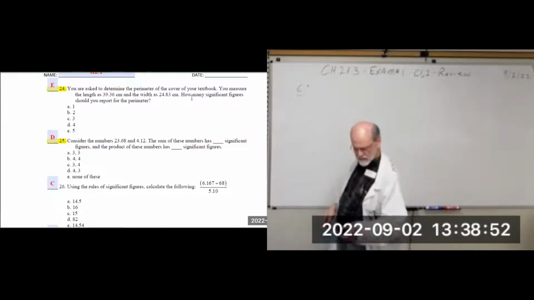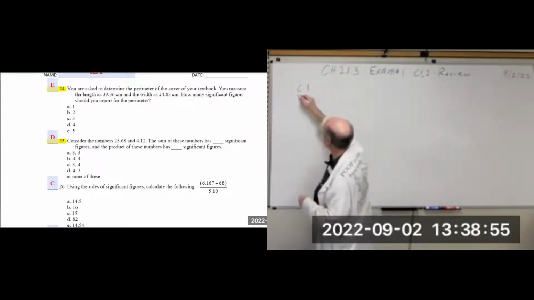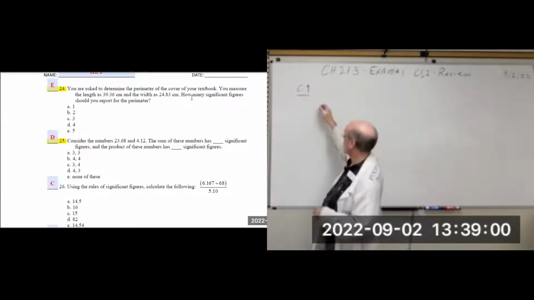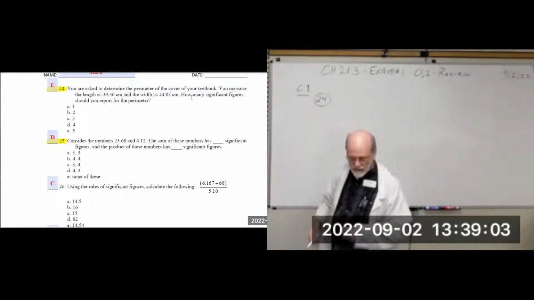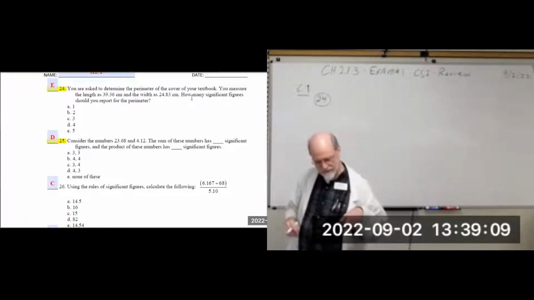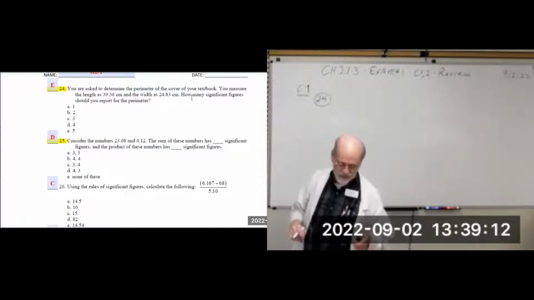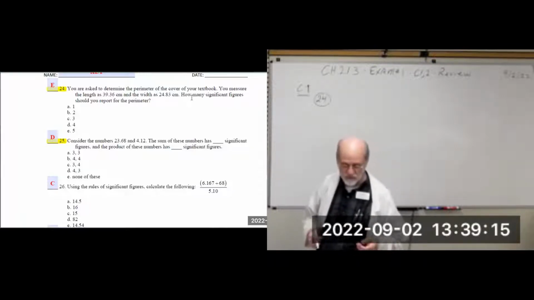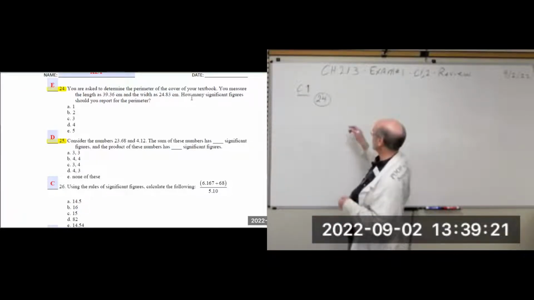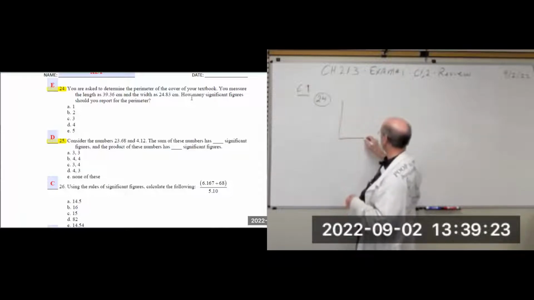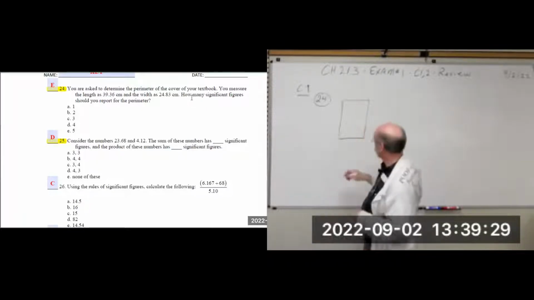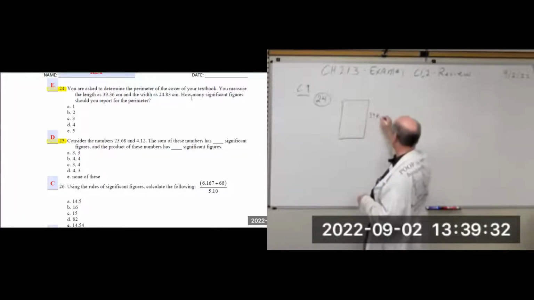I wonder if we're ever going to get out of chapter 1. Let's see, 24. You're asked to determine the perimeter of a cover of your textbook. You measure the length at 39.36 centimeters and the width at 24.83 centimeters. How many significant figures should you report for this perimeter? Okay. The cover of your textbook. Sometimes it helps to draw a picture. So it's a length of 39.36 centimeters.